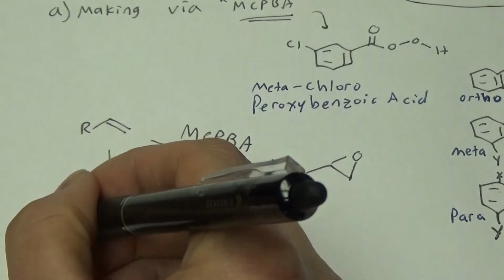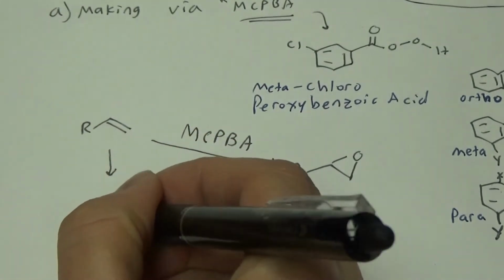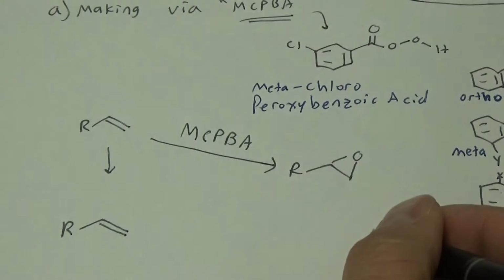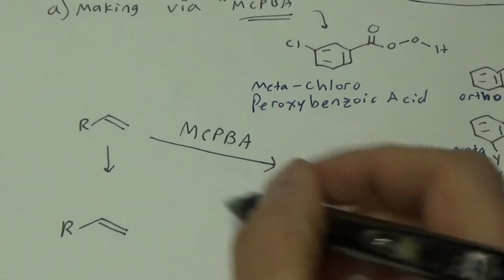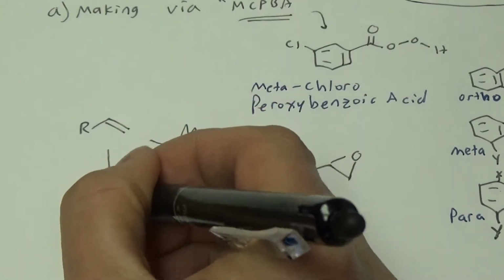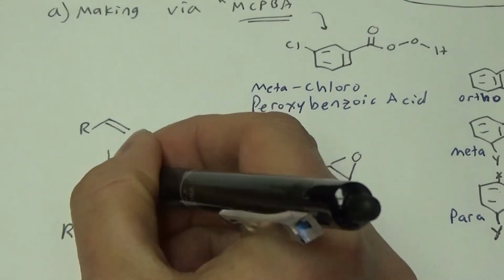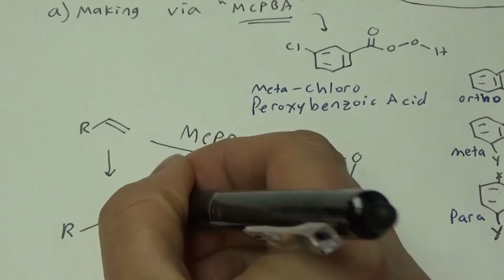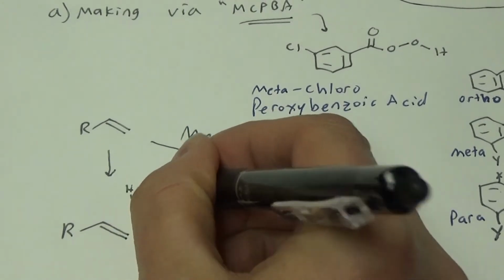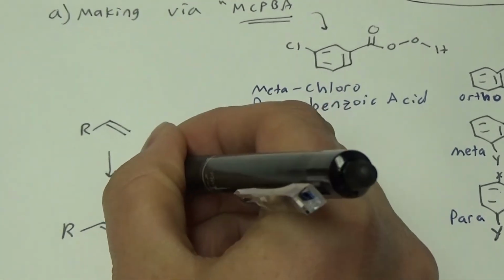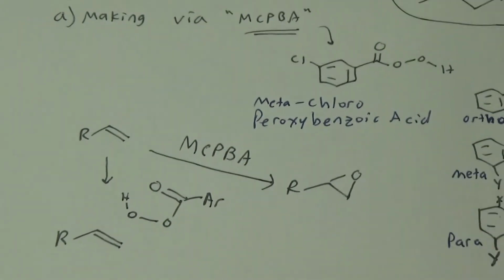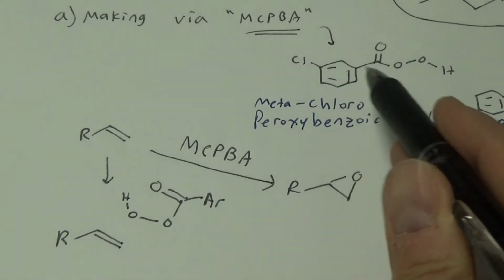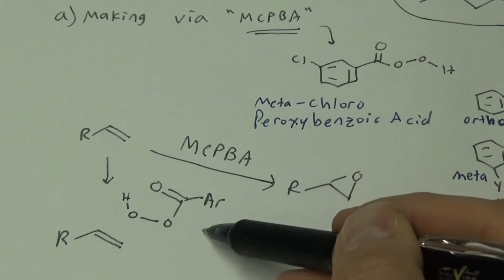So to show the mechanism, I'm going to redraw the alkene, and I'm going to draw mCPBA. I'm going to redraw it, but abbreviate it a little bit. I'm going to have a little oxygen and a hydrogen, the other oxygen, C double bond O, and AR. What was AR? AR is the benzene with the chlorine, but that's irrelevant. We don't really care about that.